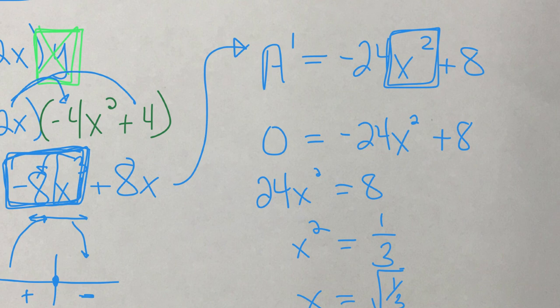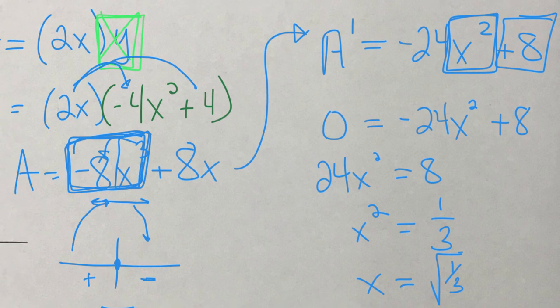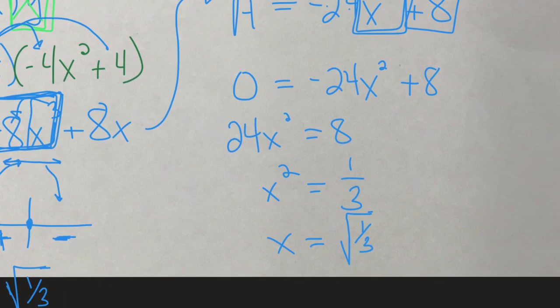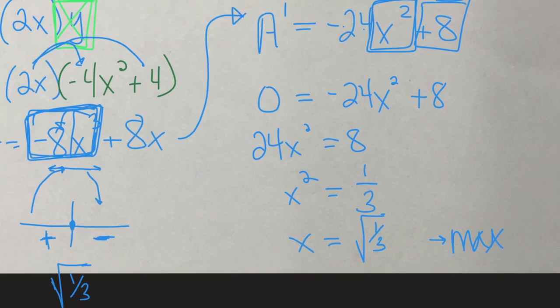Let's use 0. If you plug in 0, we get a positive 8. Excellent. And what if we plug in 1? 1 is a number greater than root 1/3. If you plug in 1, we get -24 plus 8. So sure enough, it's negative on the right and positive on the left. So this is in fact going to be our maximum x value. The maximum occurs when x is root 1/3.